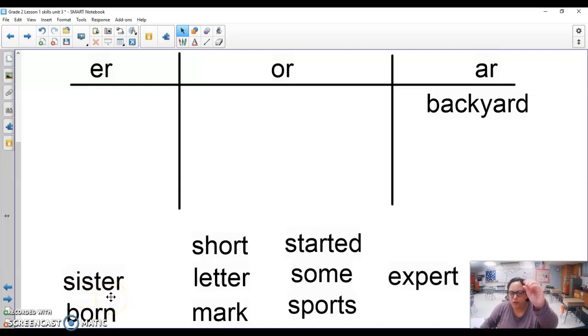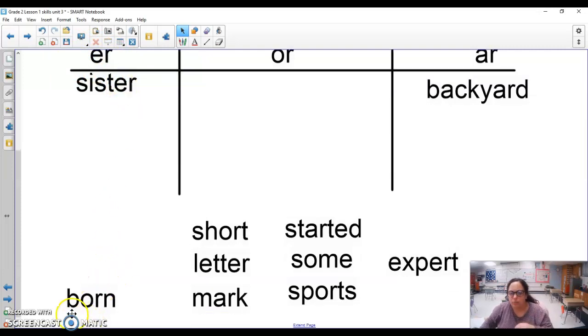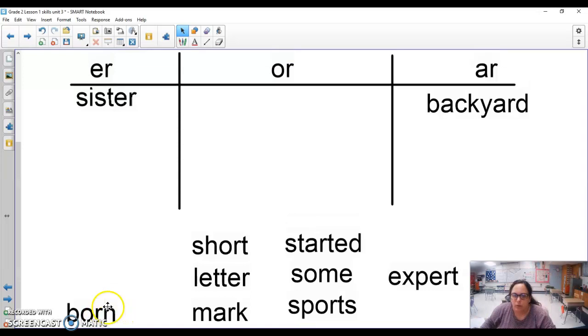S-I-S-T-E-R. What's the word? Sister. So what sound does it have? Or R? Yes, it has R. And again, you can see it's spelled ER, so it goes under the ER column. All right, let's tap the next word. Ready? Born. What's the word? Born. Where are we going to put it? Yes, under OR, the OR column. Good job. All right, let's tap the next word.